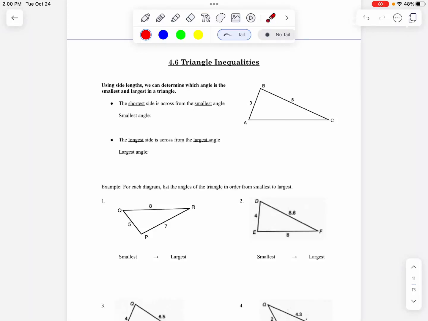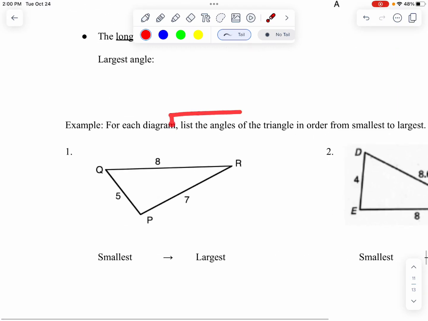All right, you guys, we got section 4.6. What I am going to do is teach you something about triangles here. We have a triangle that looks like this, okay? And it's asking me to list the angles of the triangle in order of smallest to largest. Now, we can use some common sense here.